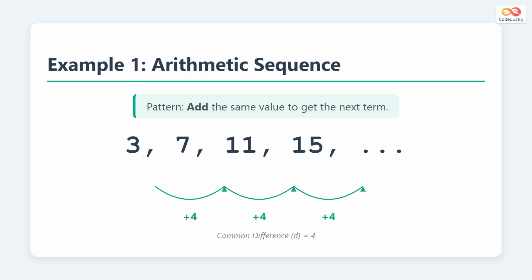Let's look at a common type, the arithmetic sequence. In this pattern, you find the next term by adding the same fixed number to the previous one. In the example 3, 7, 11, 15, we are adding 4 each time. This value, 4, is called the common difference.